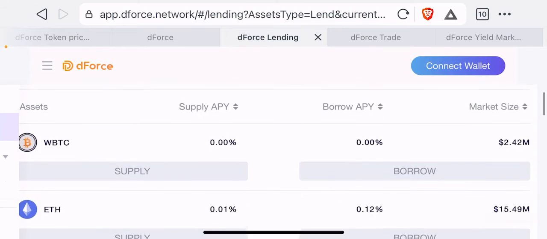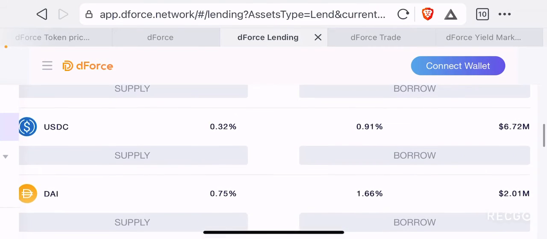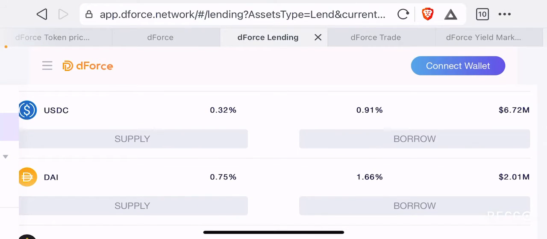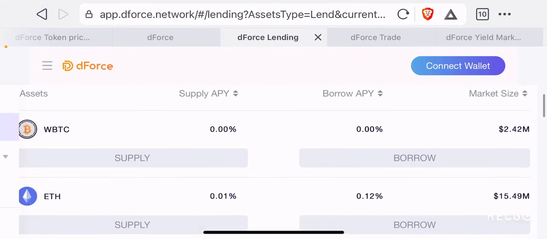But again, if you are planning to interact with this project, then I think you will be in for a disappointment, because if you see USDC in several centralized exchanges or centralized platforms, you can earn more than 10% APY, or at least more than 8% APY. But on decentralized exchanges or decentralized platforms, you can only get a 0.32% APY. That doesn't make sense.